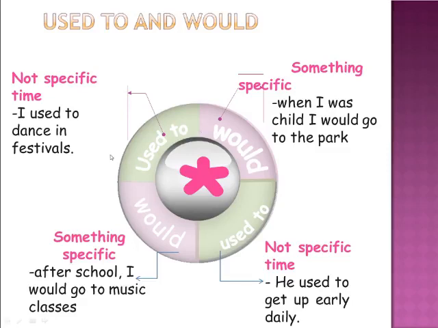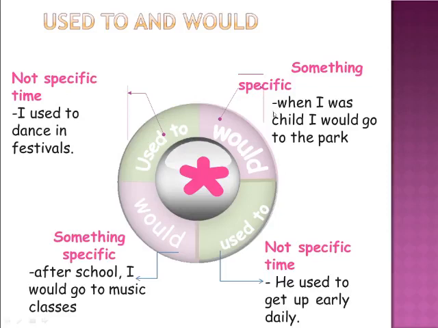For example, you see the example. I used to play cricket when I was in 5th grade. Now you are a second degree student. So you are not playing cricket now. That means you used to play before but not now. This is the usage of used to. I used to dance in festivals.